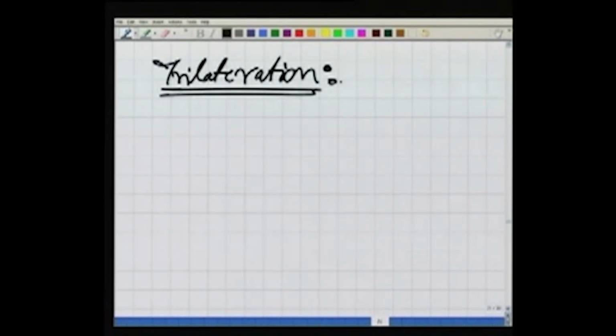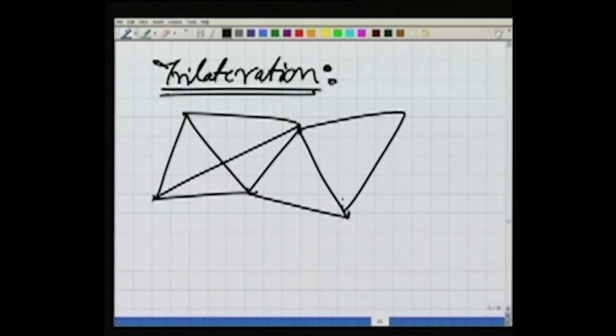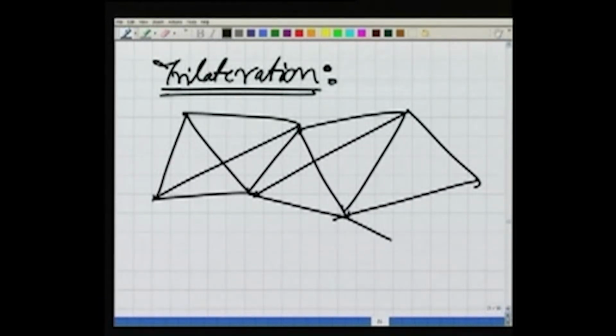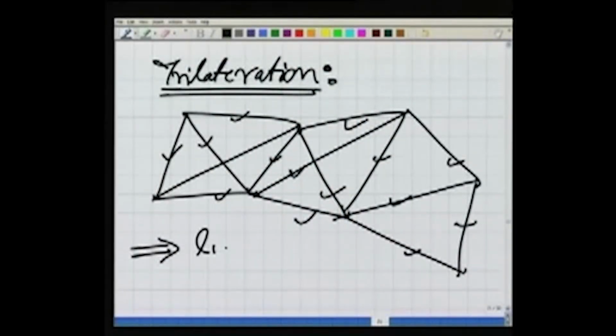In case of trilateration, because trilateration means we have these complex figures, maybe let us say a simple chain like this, where all these lengths are observed. What we do, because we have to go for the adjustment, the procedure generally followed is using these lengths L1, whatever lengths we have observed, we compute the internal angles.